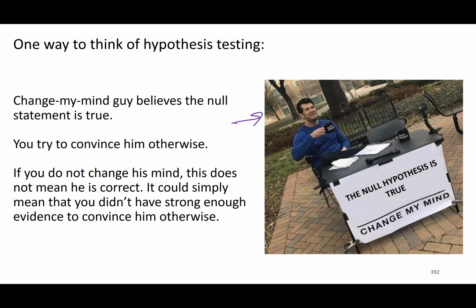So you try to convince them otherwise. So you have all of this, whatever evidence to convince them otherwise. If you don't change their mind, that's not saying that they're correct. It could mean that you just didn't have enough evidence to change their mind. So all of us have had that uncle that you argue with at the holidays, right? Just because you don't change their mind doesn't mean they're correct. It could be that they're correct, but it could also mean you just didn't have enough evidence to change their mind.